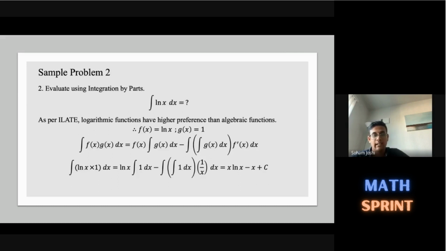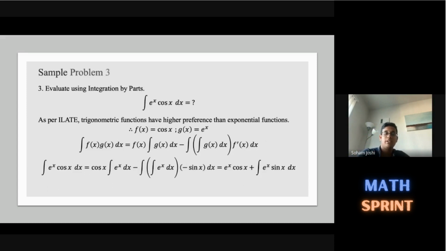So now we apply ILATE. As per ILATE, logarithmic functions have a higher preference than algebraic functions. So f of x is equal to ln x and g of x is equal to 1. That's how we're going to let them be. Now use the formula. Remember that differentiating f of x, which is equal to ln x, will get us 1 by x in this problem specifically. So eventually, we'll end up with the final answer of x ln x minus x plus c.